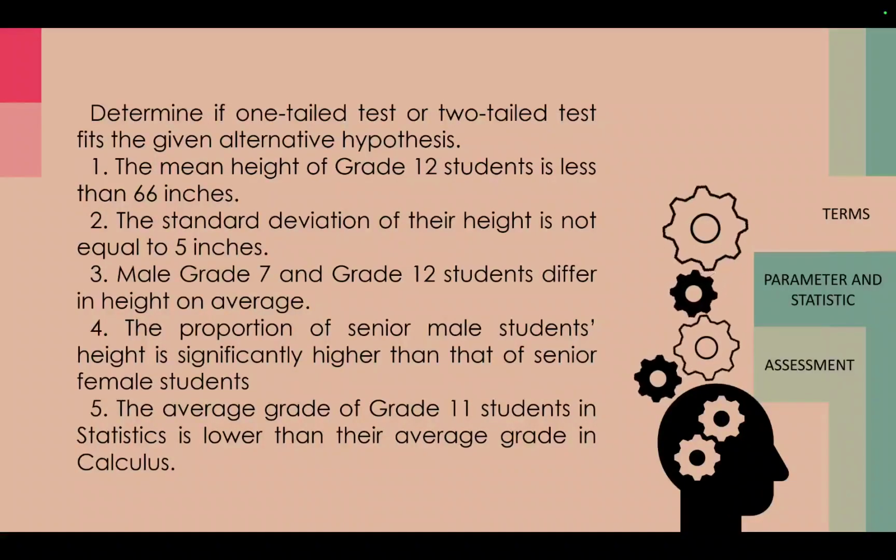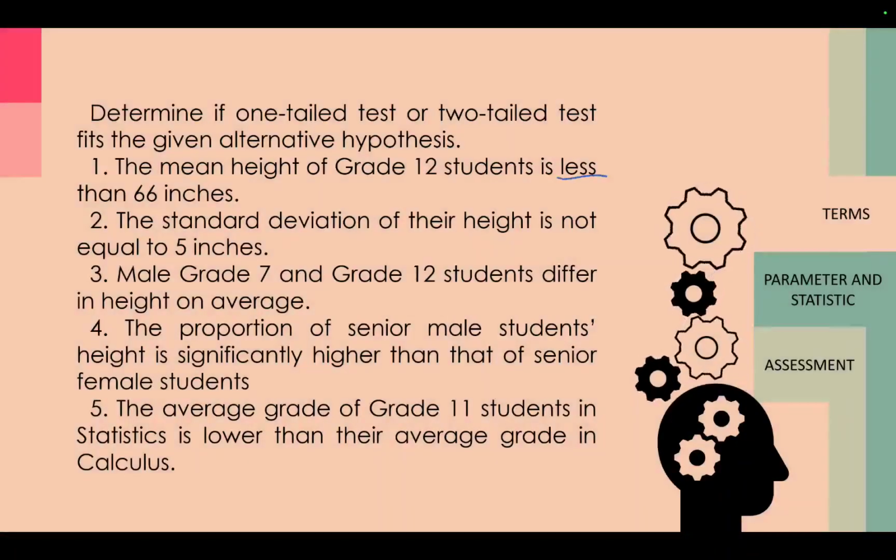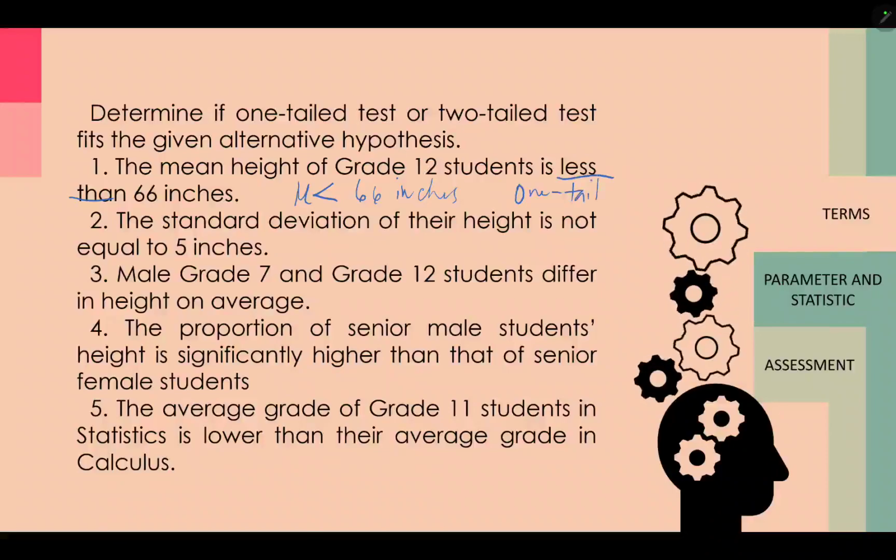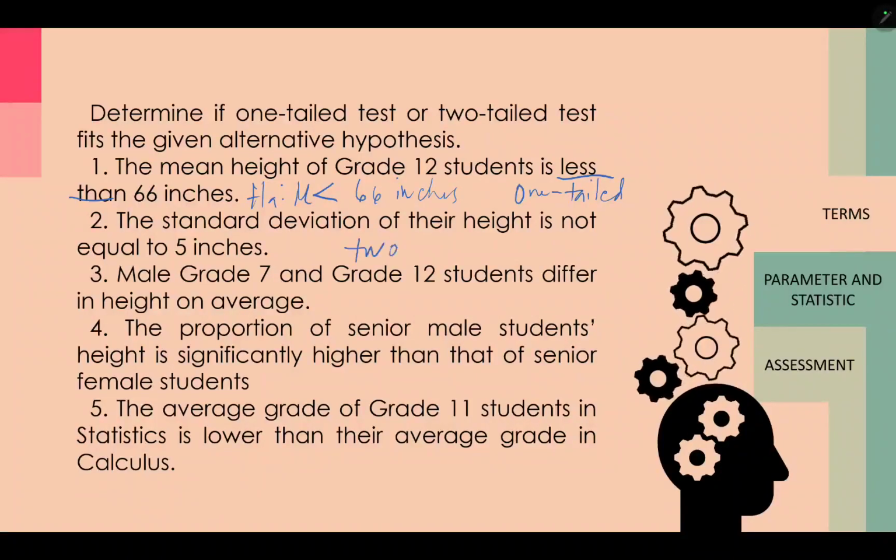So let's identify if we're going to use a one-tailed test or a two-tailed test. Number 1: the mean height of grade 12 students is less than 66 inches. Our HA here made use of less than. We focus on HA, that's less than 66 inches, so this is actually one-tailed. Number 2: the standard deviation of their height is not equal to 5 inches. It made use of not equal to, so this is two-tailed.